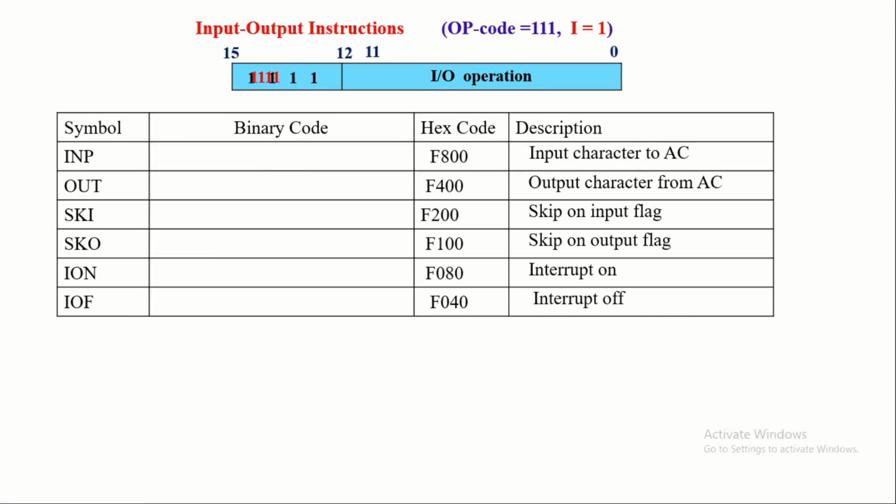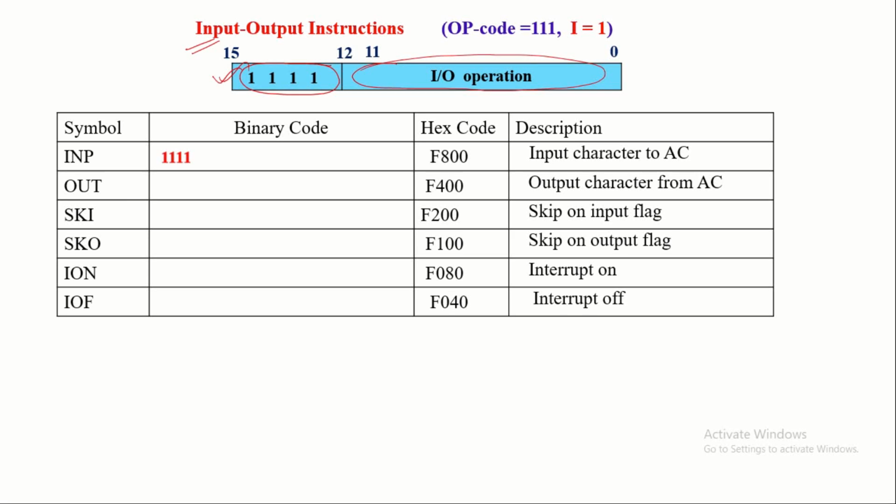Okay. Let us now learn about input-output instructions. In input-output instructions, the bit values from 12 to 15 are all set to 1. So if 4 bits of 1s are present in the 15 to 12 bit values, that type of instruction is known as an input-output instruction. And the 0 to 11 bit values are used to specify the IO operation to be performed.